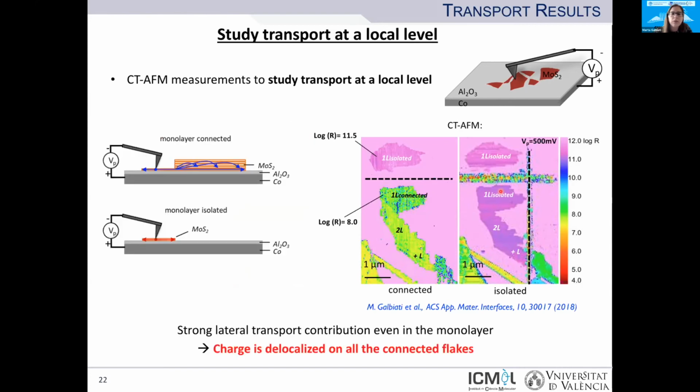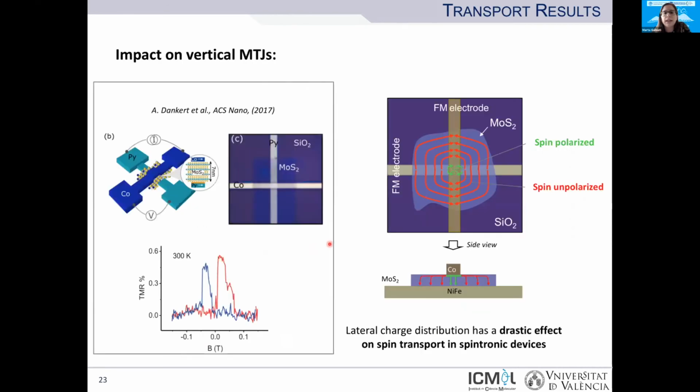It means that we cannot think about the transport through molybdenum disulfide as just vertical transport through the monolayer, but even in the monolayer, we have to take into account that there is a strong lateral transport contribution, and the charges are delocalized over all the connected flakes. So this is why here the resistance was much lower, as the surface was much bigger, as we have the big bulk here. And this actually has dramatic effects over our magnetic tunnel junction.